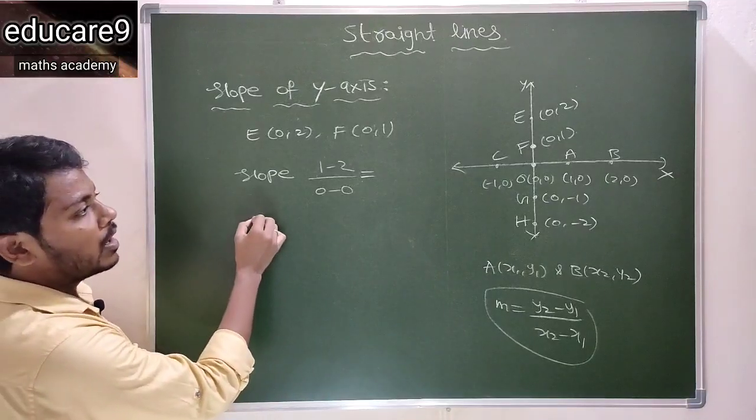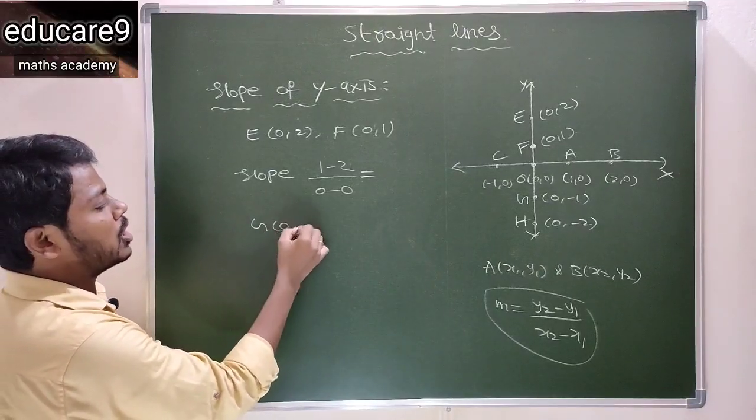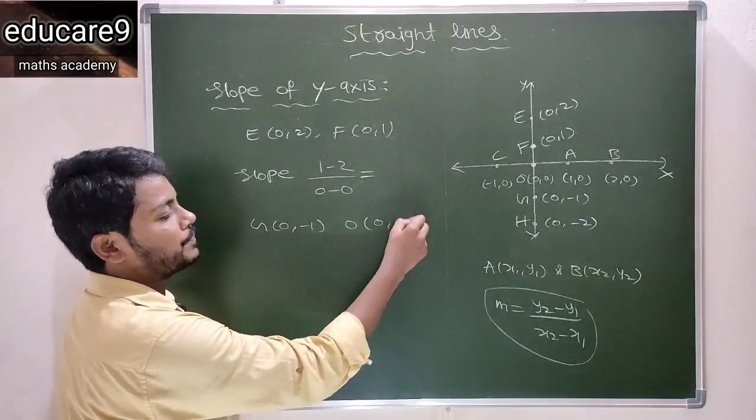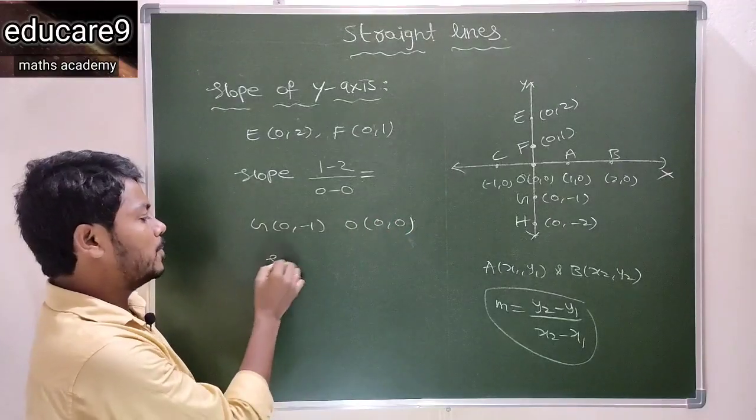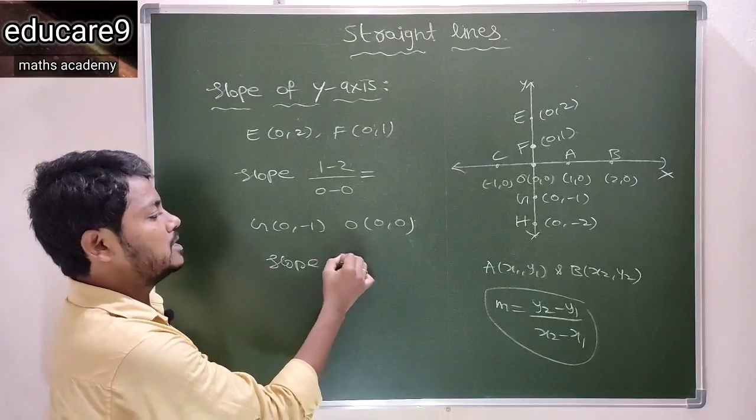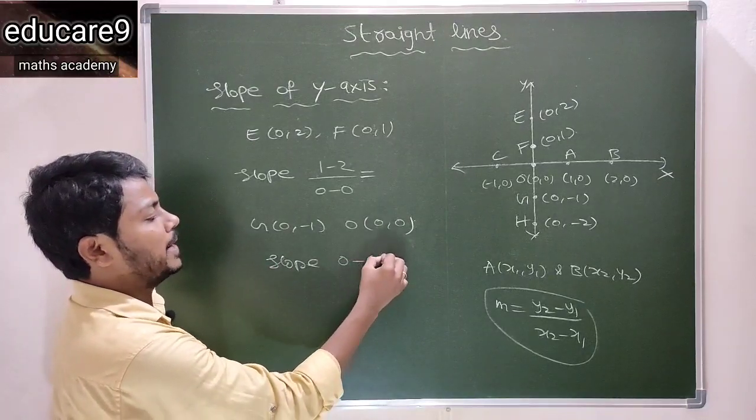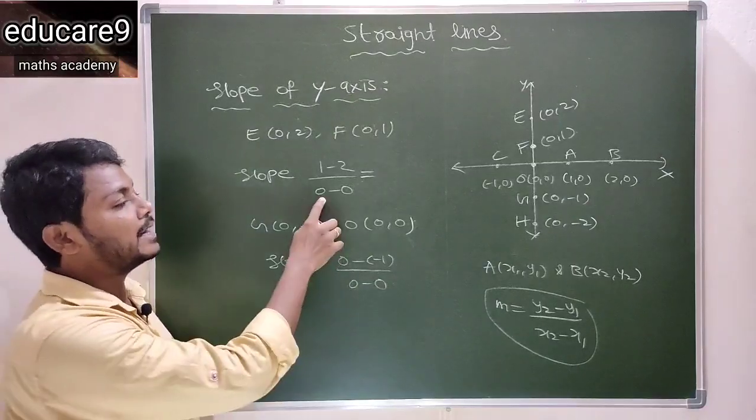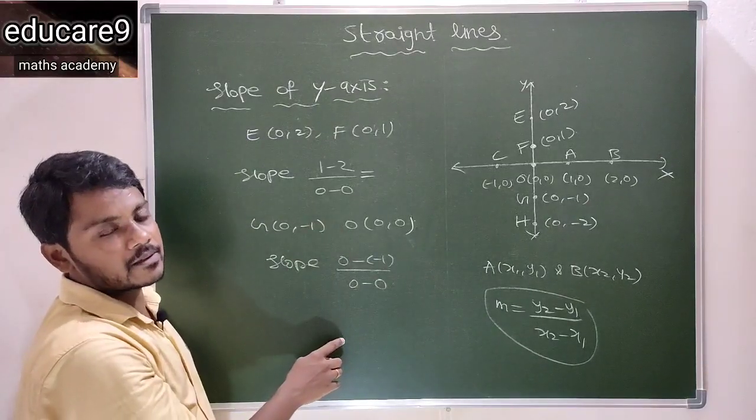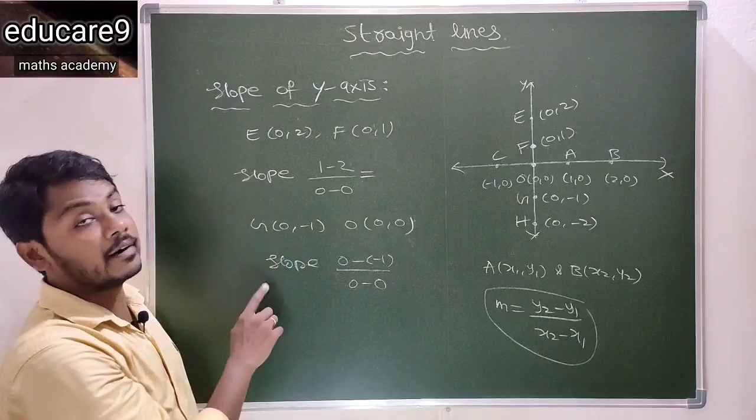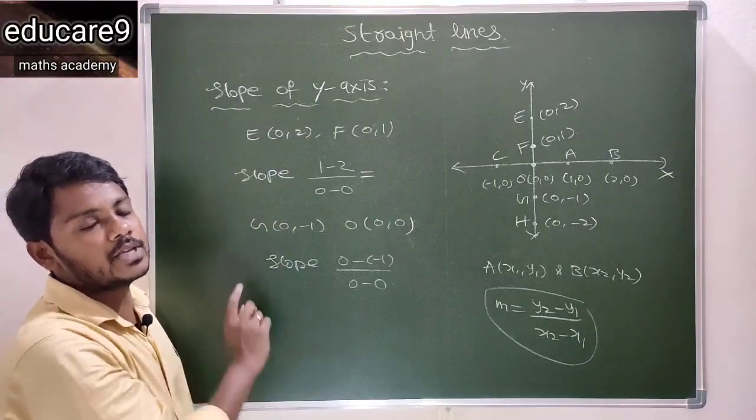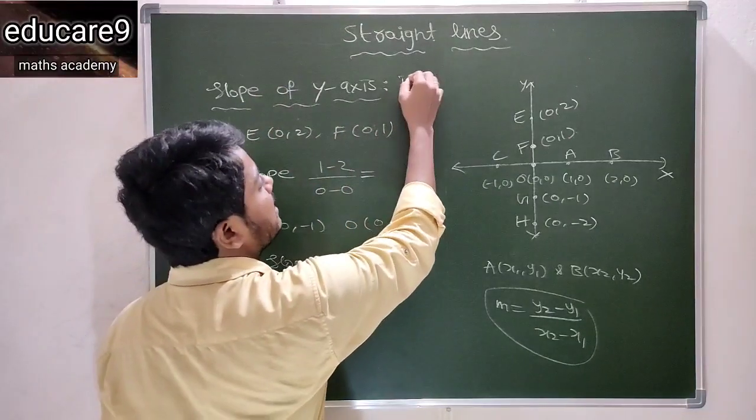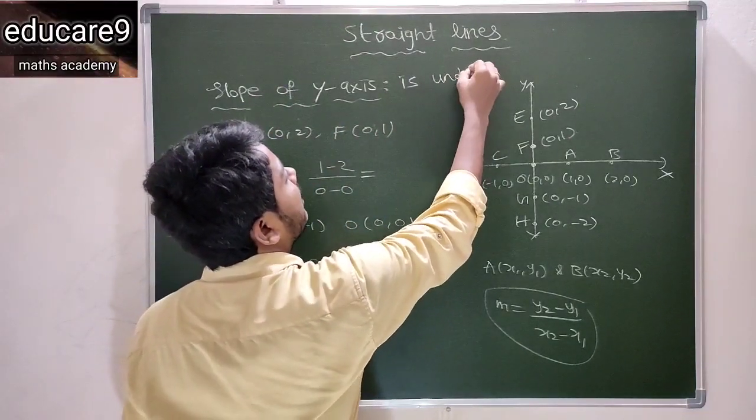And for example, G 0, minus 1, O 0, 0. So find the slope. So what is the slope? 0 minus of minus 1 by 0 minus 0. So clearly the denominator is 0. So therefore slope is what? Undefined. So from this you can say that the slope of y-axis is undefined.